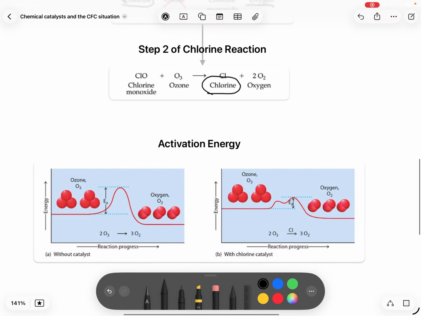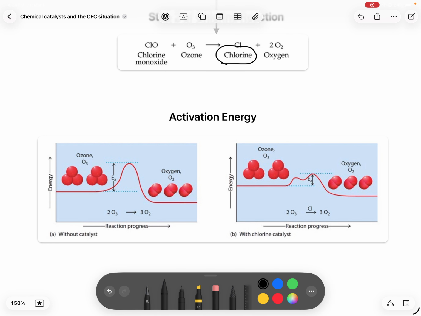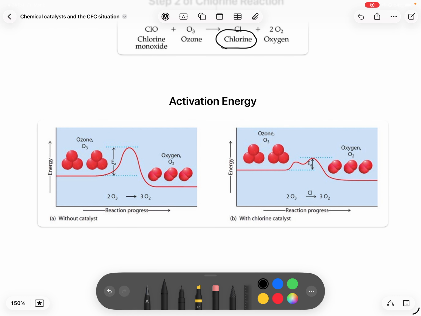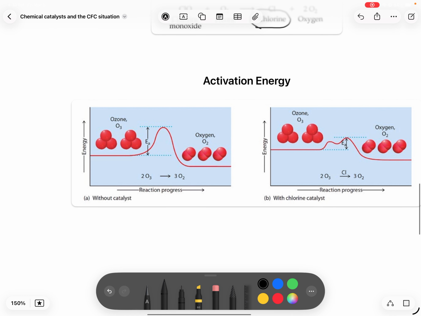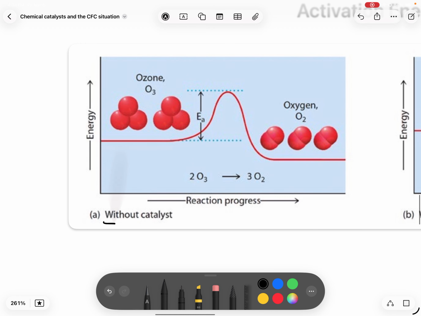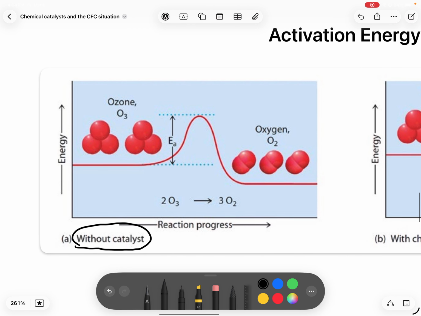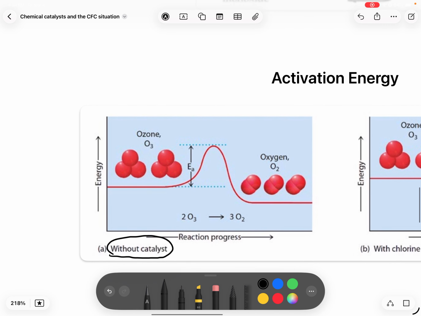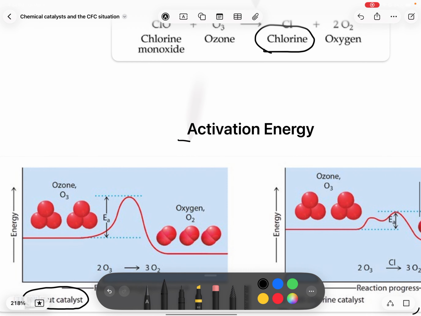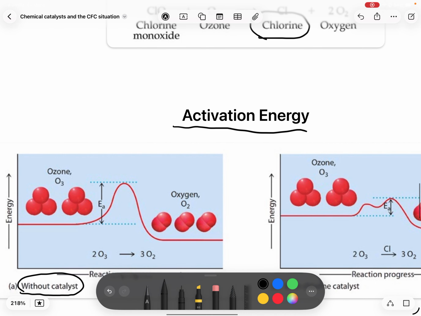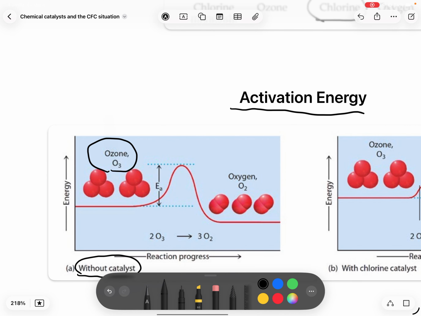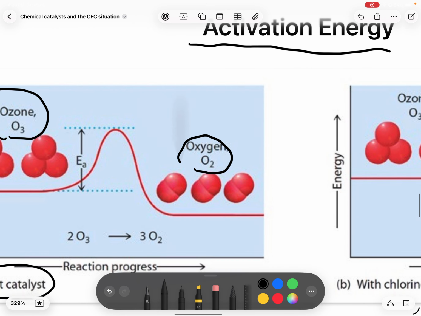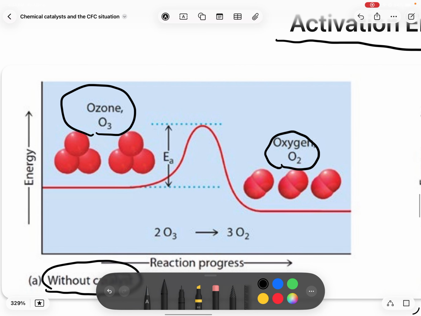Okay, so now here are 2 graphs for the activation energy before and after chlorine starts going in there and messing things up. On the left here, we have without catalyst. This is things as normal, but without chlorine going in there. The activation energy, to clarify, is the amount of energy the reactants, such as the ozone, must have in order to react to form the products, or the oxygen right here. As you can see, the activation energy, or EA, is represented by this hump here, where you have to go up and then you have to come down.